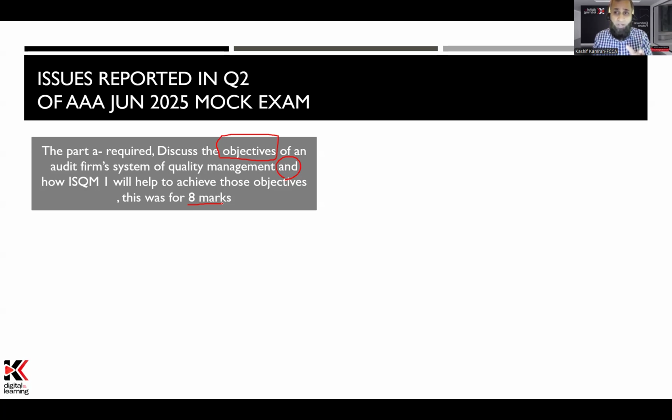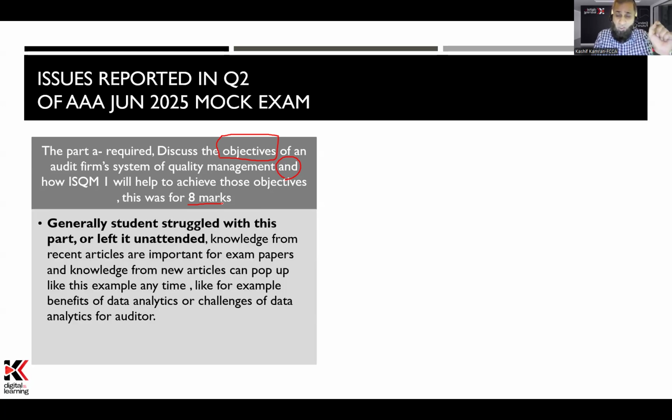But lots of students just mention the 8 components of the system of quality management without any relevance to the objective or without even knowing what the question was asking. Students normally underperform on knowledge areas, and the first and foremost reason is that despite the tutor reminding you to read articles, students are not bothered about reading through them. If you have read the ISQM1 article, they have given the objective. They've even given how the quality management standard addresses those objectives. So generally students struggled with this part or left it unattended.